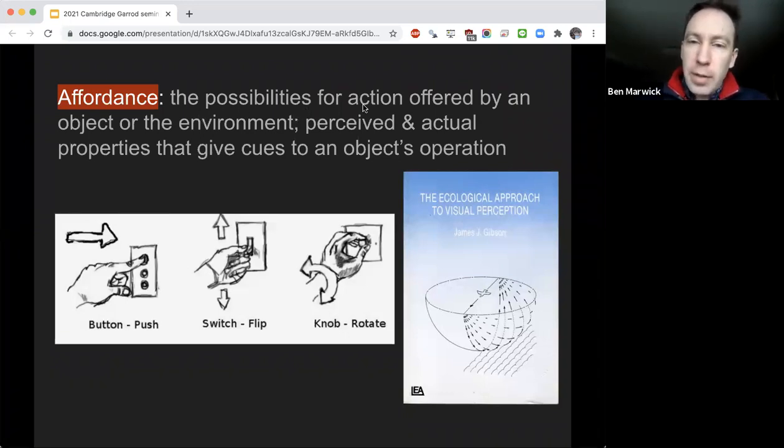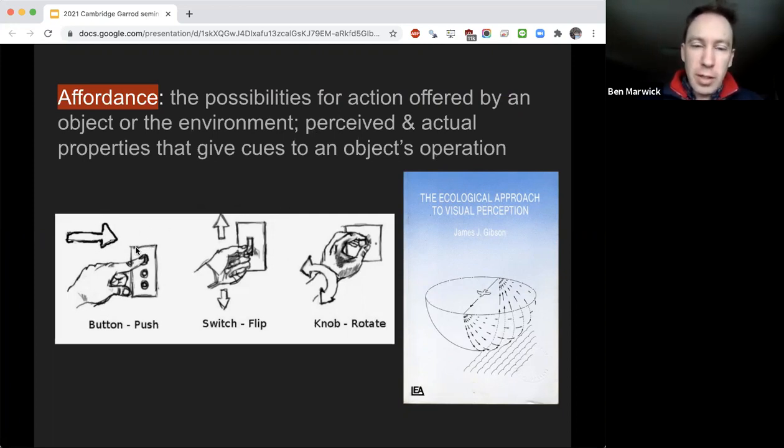Possibilities for action. So things that might be possible given a certain object or the environment in which an organism or an object is situated. The second definition is slightly different: perceived and actual properties that give cues to an object's operation. This is very common in human-centered design and human-computer interaction studies.